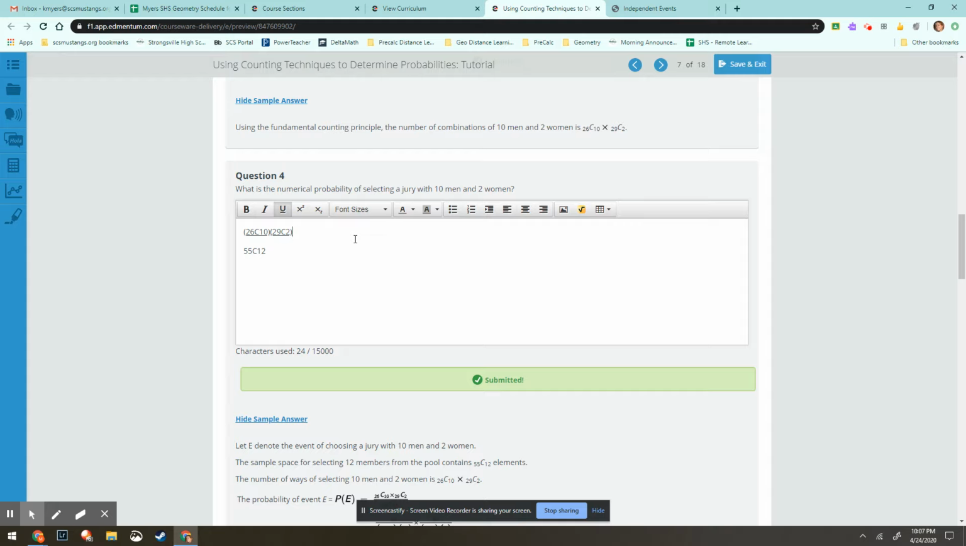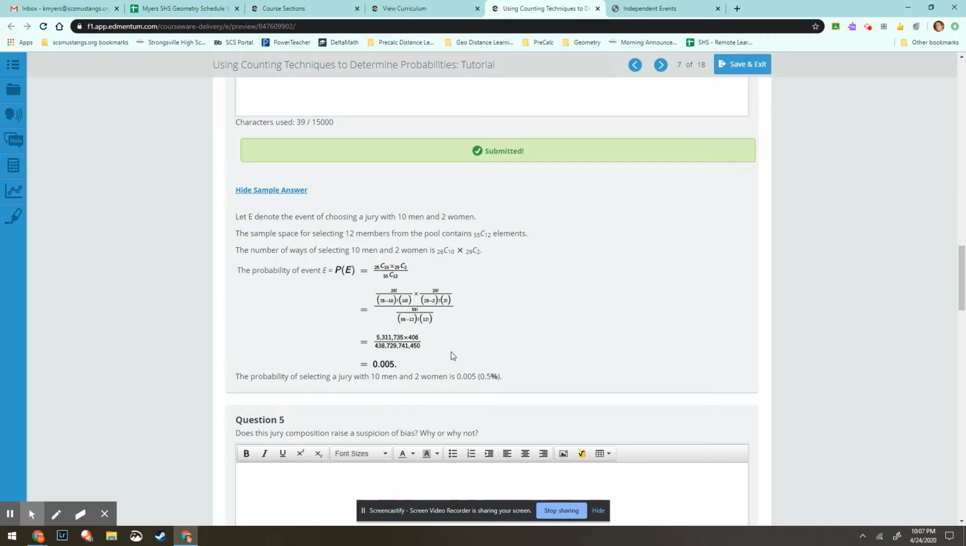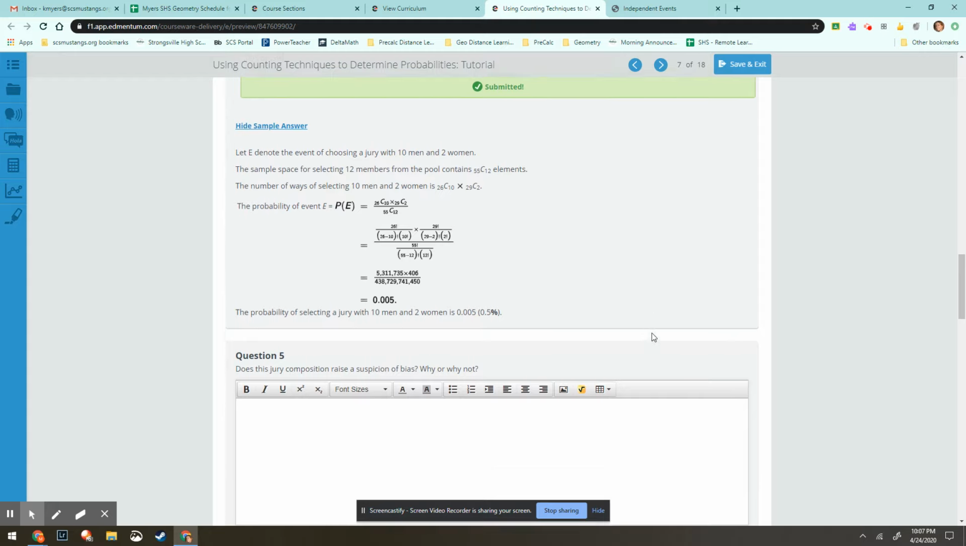And we get a probability of about 0.0049, or we can round that to 0.005, or you could say that that is 0.5%. And that's what they ended up getting down here. So we're going to use our calculator to do all of this, so you don't need to worry about writing down all those big numbers.